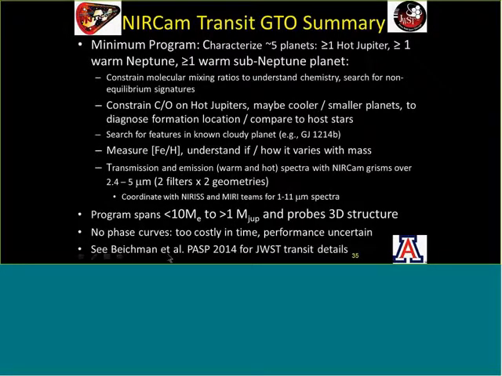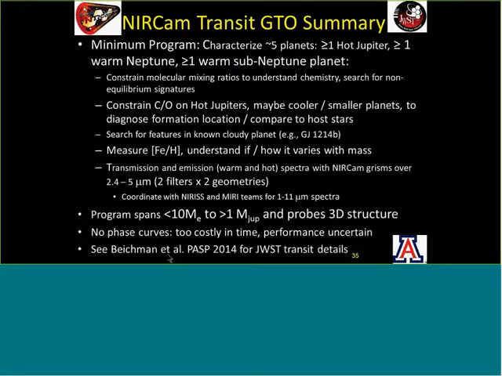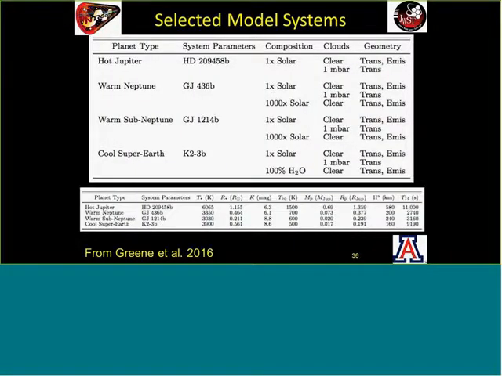I also mention a paper that Chaz Beichman led that was the result of a meeting held right there at IPAC on JWST transits covering all of the instruments, not just NIRCam. So our program, this is sort of the 4 categories of kinds of planets we might choose from.